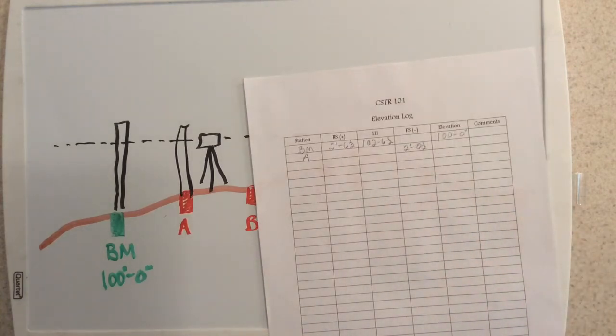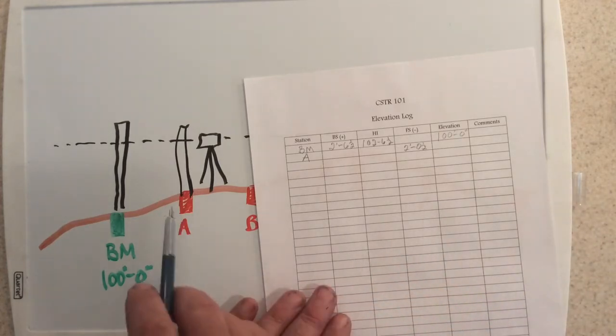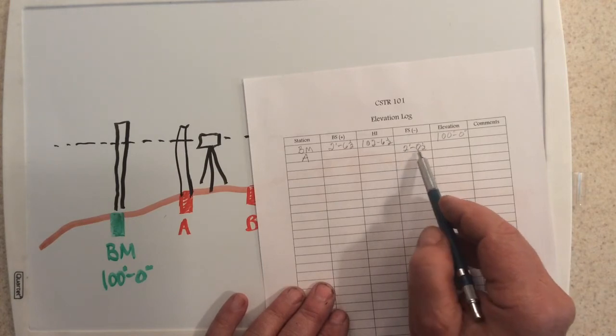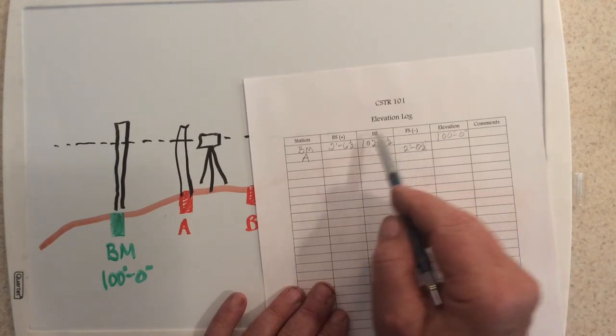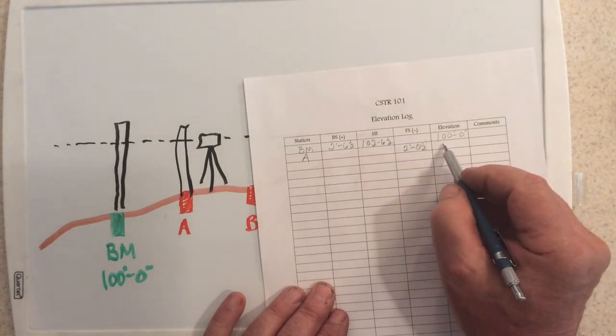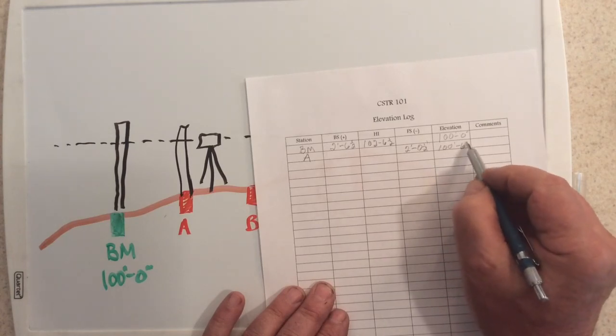Now it says by our front shot or our front sight that we're going to subtract. Well, what are we going to subtract it from? We're going to subtract it from our instrument height to determine the elevation at A. So if we subtract 2 foot 1/2 inch from 102 feet 6.5 inches, our elevation at that position is going to be 100 feet 6 inches.